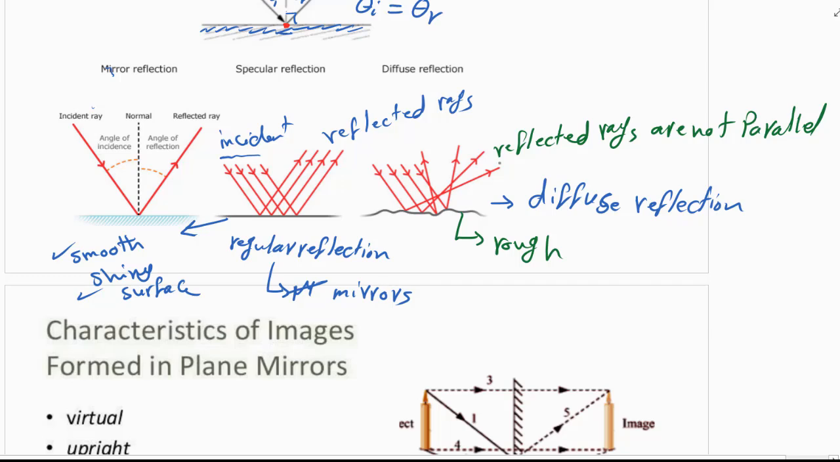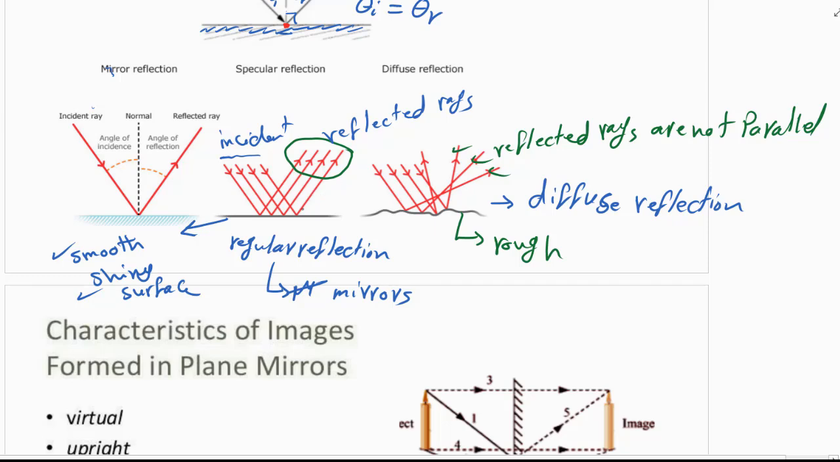Are not parallel to each other, as you can see here. This is reflected rays, okay. So all of these rays are not parallel. This is totally different from this situation. As you can see here, the reflected rays, all of them are parallel to each other. But here, the reflected rays move in all directions, which means they are not parallel anymore, okay.